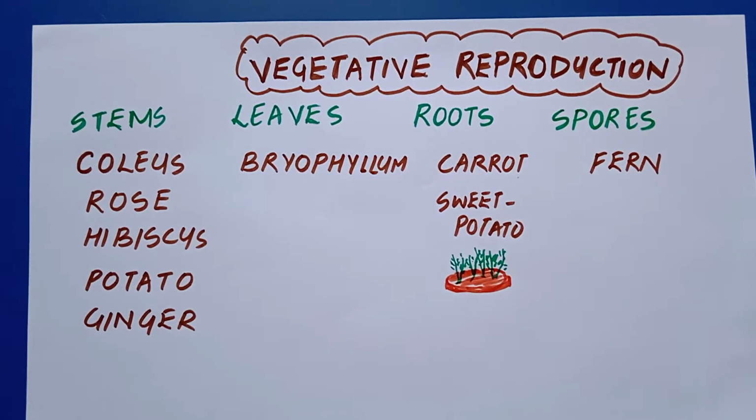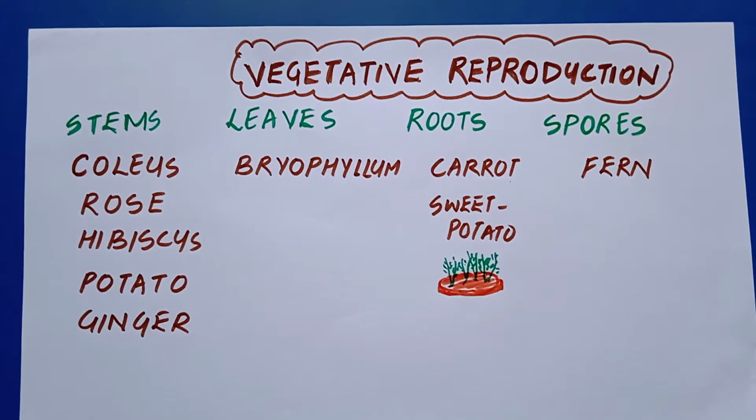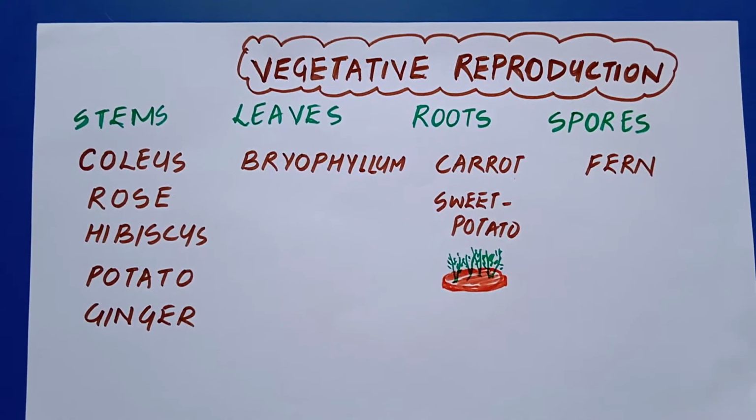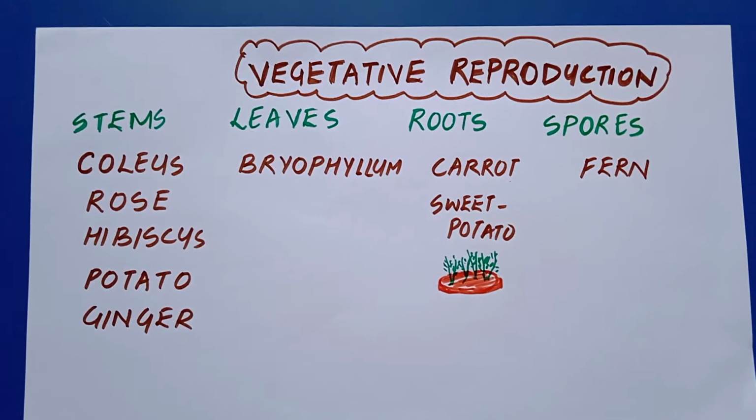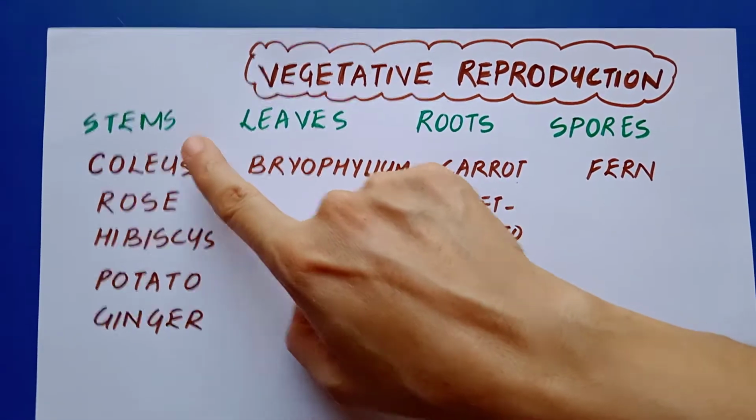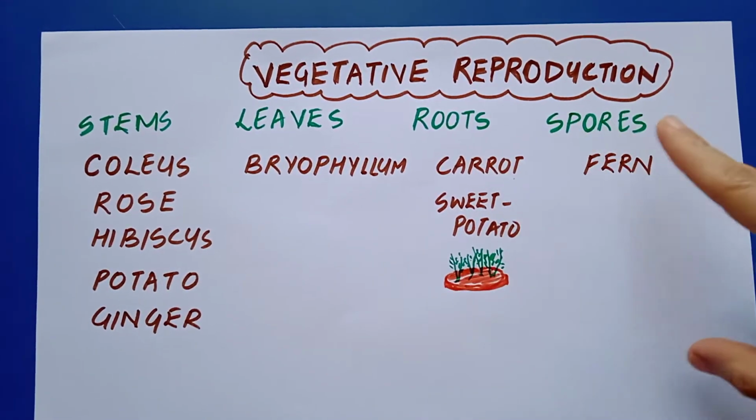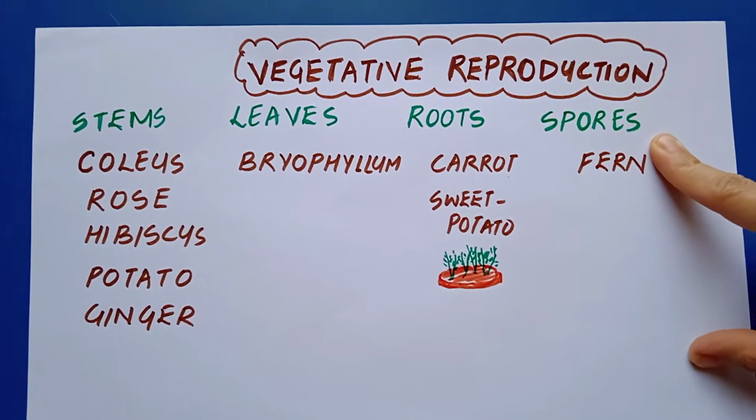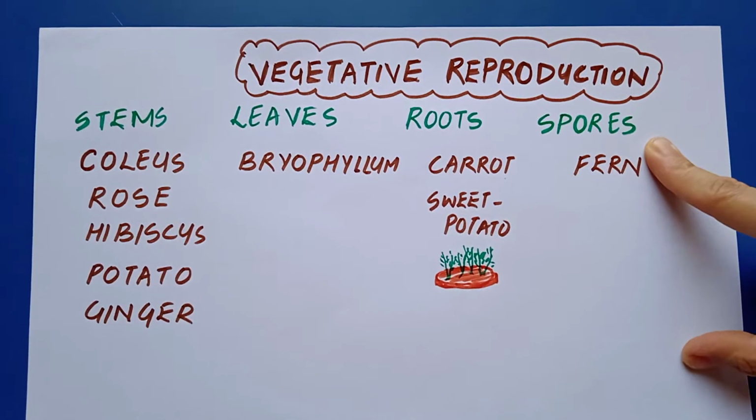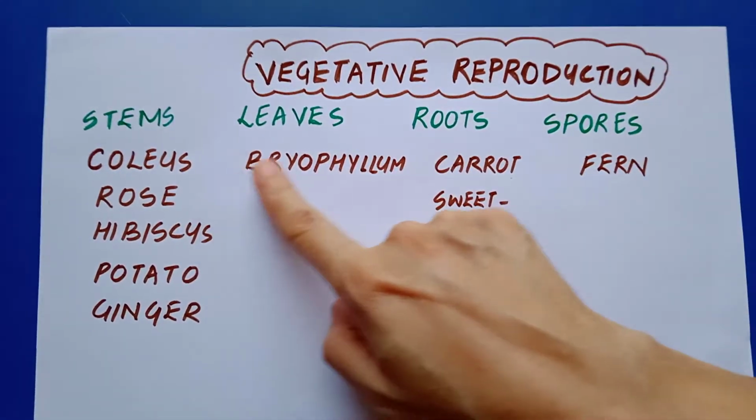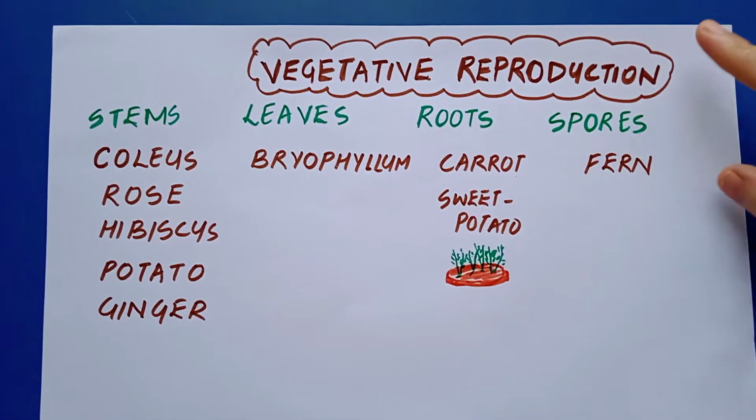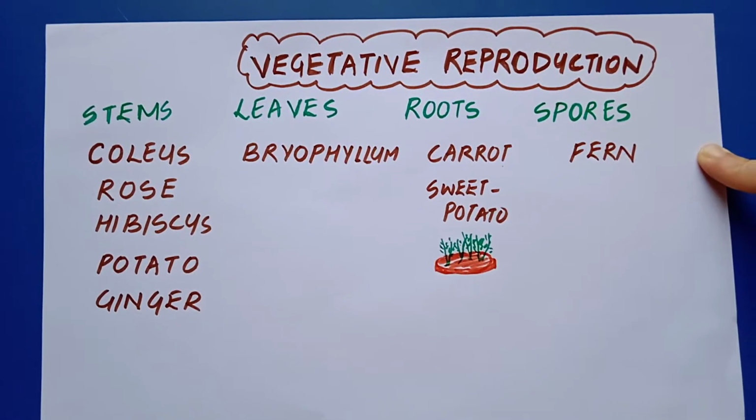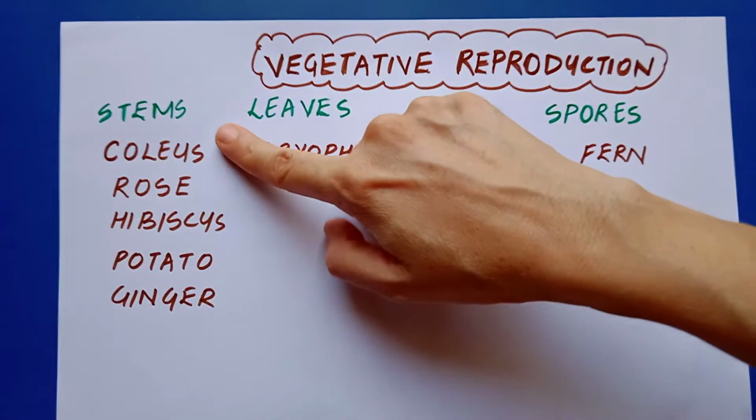Hello everyone, today we will discuss the concept of vegetative reproduction, that is when plants reproduce with the help of their vegetative parts like stems, leaves, roots and spores. So that means when they are not regrowing with the help of seeds, they are growing with the help of their vegetative parts. That is called vegetative reproduction.